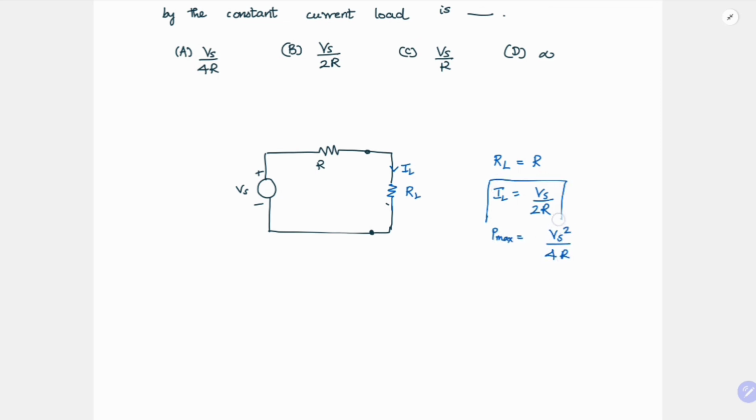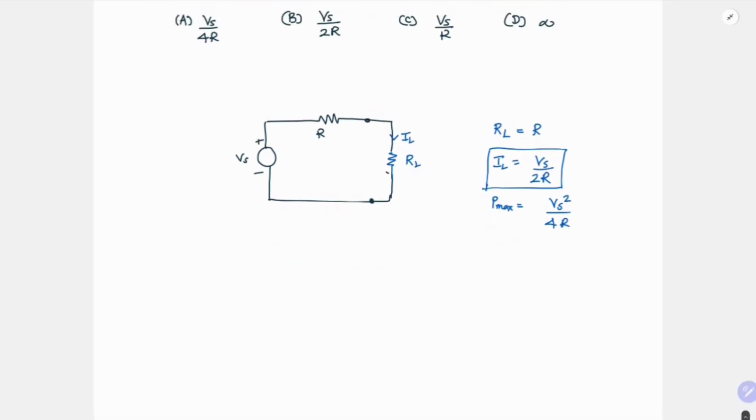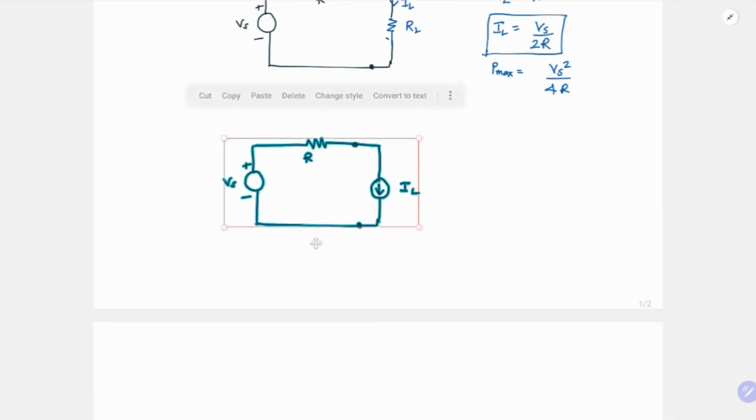So here if we see, we get the IL value of Vs by 2R. But we still don't know if it is the same value for the current load also. We can just make a guess with this. Maybe we are expecting IL is also Vs by 2R. So let us check that also. We first need to find the power absorbed by this current source and then we will try to maximize it by taking the derivative of that.